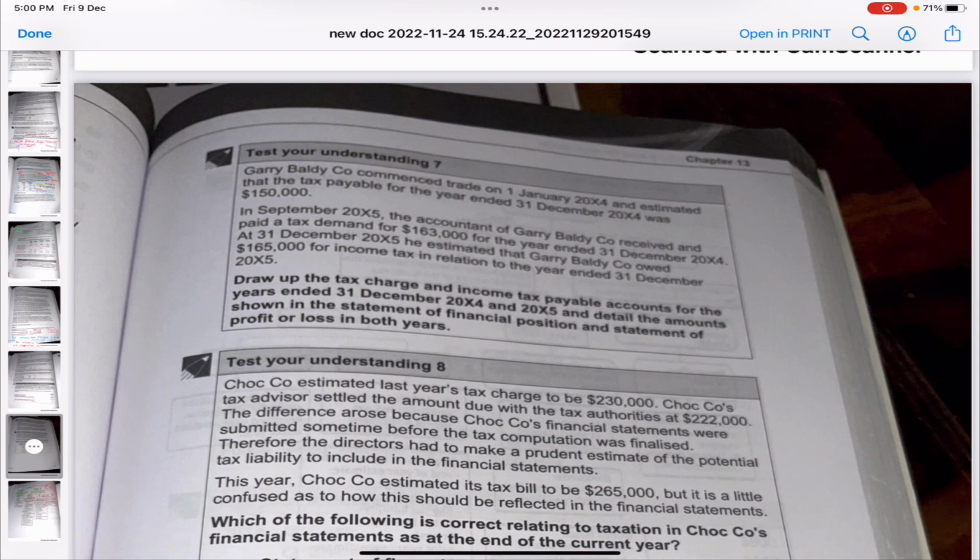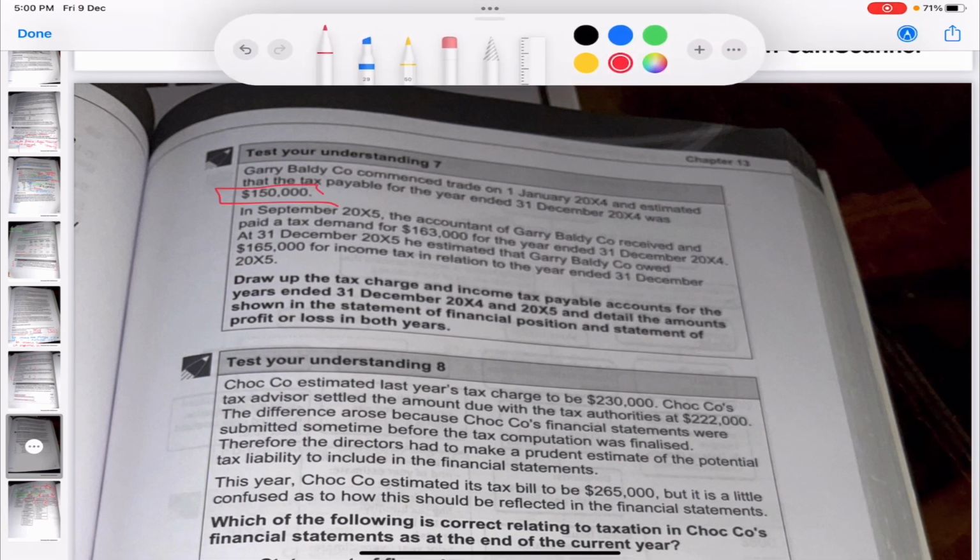Garibaldi Company commenced trade on 1st January 2004 and estimated that the tax payable for the year was 150,000. Okay, this much tax was estimated. In September 2005, the accountant paid a tax demand of 163,000. He had estimated this much, but he actually paid this much, which means there was an under provision in the previous year. You paid extra this year. What does that mean? That means that you have to increase the provision this year, right? So what are you going to do in that situation?